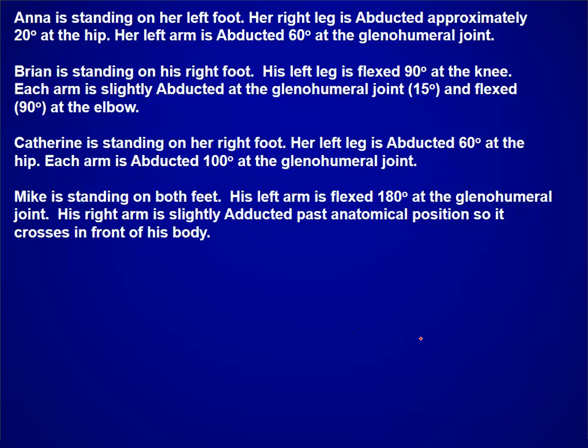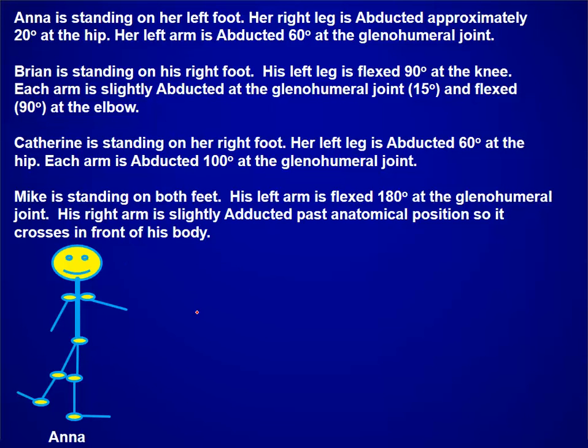So here's a sample. I'll give you a few seconds to read, and then we'll go through these. So let's take one at a time. We have Anna, who is standing on her left foot. Her right foot is abducted 20 degrees from the hip. Her left arm is abducted 60 degrees at the glenohumeral joint.